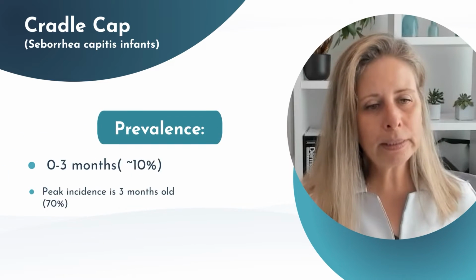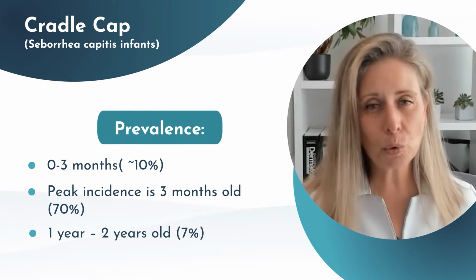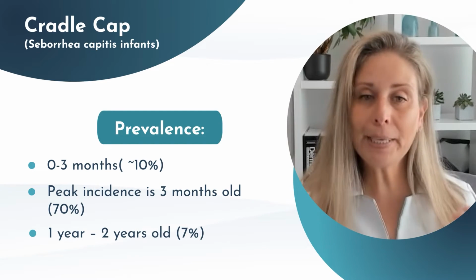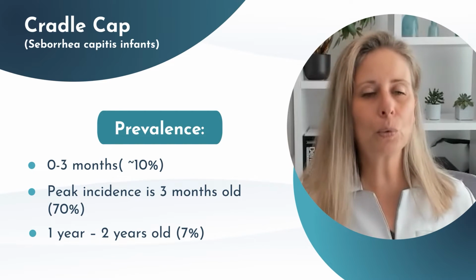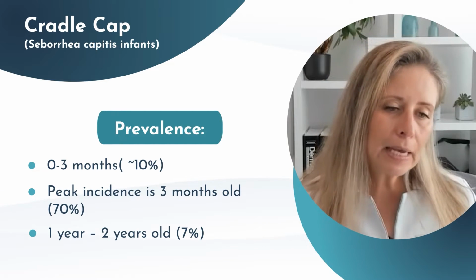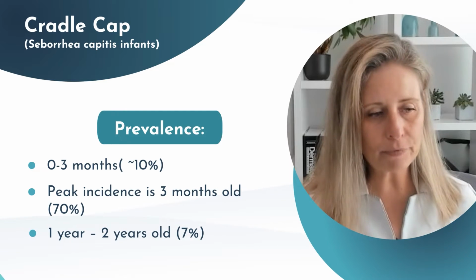In terms of prevalence, from age 0 to 3, about 10% of infants will present with cradle cap, but the peak incidence is at 3 months of age, where up to 70% of infants will have cradle cap. And then by the time they get to be a year to 2 years old, it drops back down again to only 7%. I do see a fair amount of cradle cap, and I see it in conjunction with eczema. So we're going to look at a case study later on and look at how this happens.